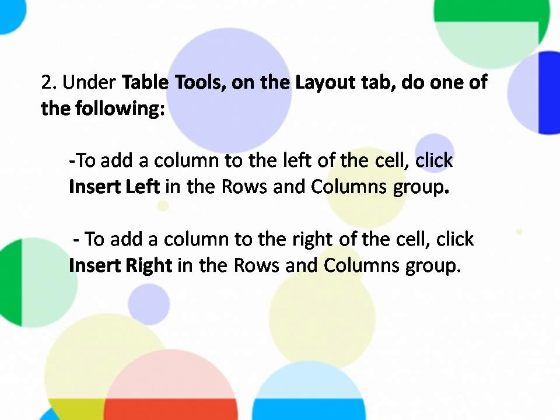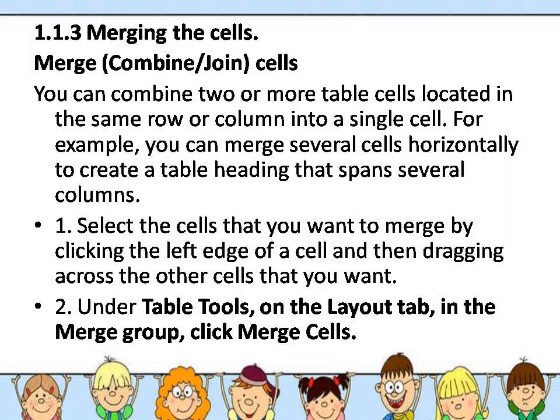Next is merging the cells. Now, how to merge the cells? Let's study that. Merge means combine or join the cells. You can combine two or more table cells located in the same row or column into a single cell. For example, you can merge several cells horizontally to create a table heading that spans several columns.